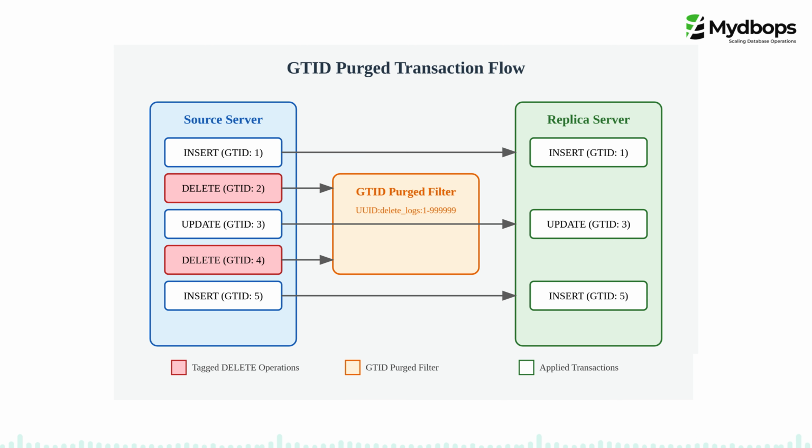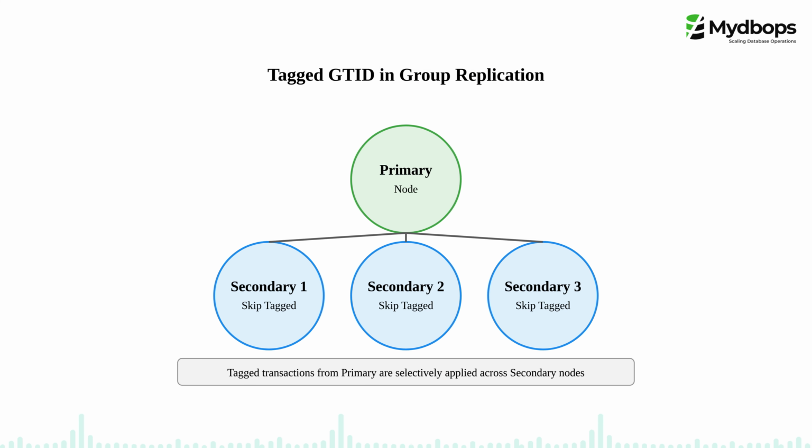Yeah. I'm just thinking about all the times in the past we would have had to write all these complex filters or mess around with binary logs just to be able to control the replication. Yeah. No, it was a pain. Tagged GTID definitely streamlines that process a lot. Yeah. And the cool thing is that it works across a bunch of different replication setups. Okay. Native, group, you name it. It's super flexible.